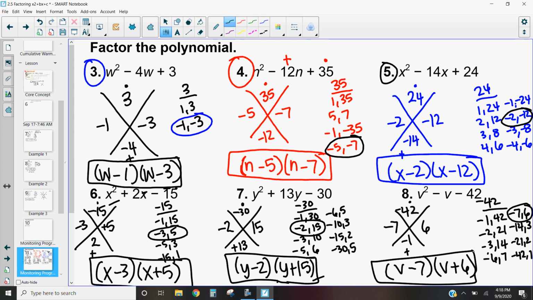Now that is how you factor. We're going to use that x method. So remember, we multiply in the top, we add in the bottom. And that is how we would factor the polynomial when it's a simple polynomial where we don't have any number in front of our x squared or our w squared or our n squared. And that is how you would factor those simple trinomials.